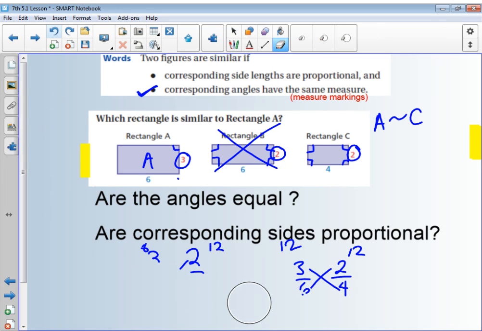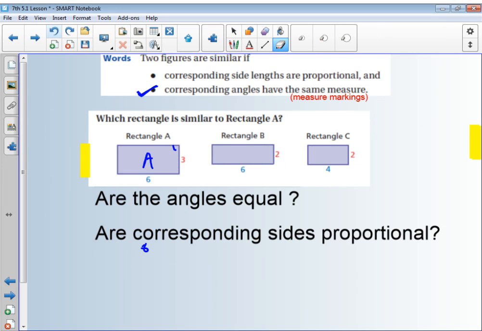So we're checking, are the angle measures equal to each other? Are the sides proportional? Okay, so let's go ahead and try another one.